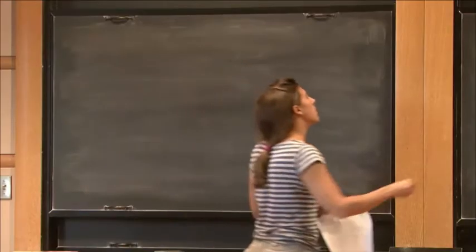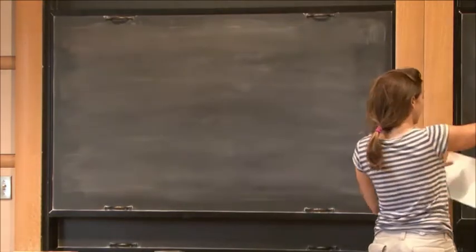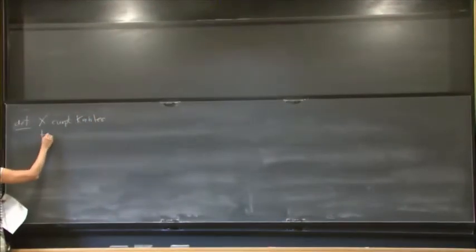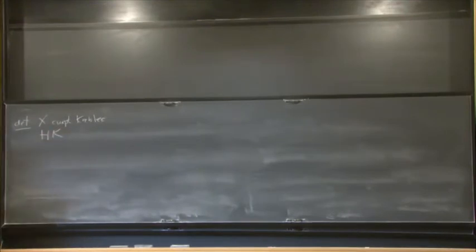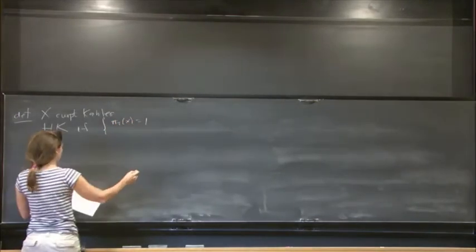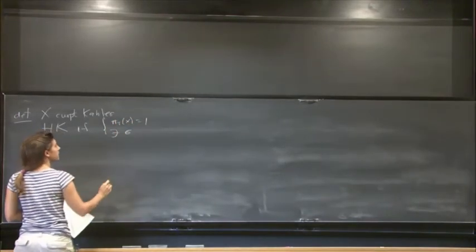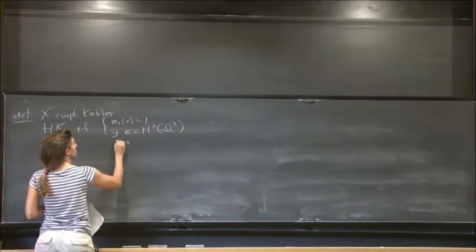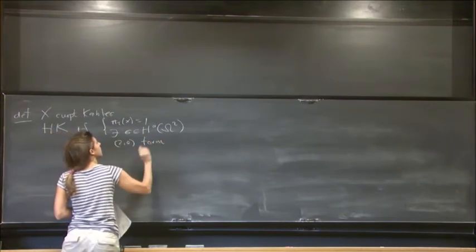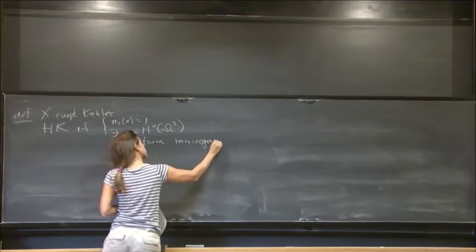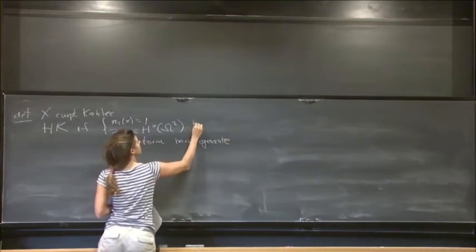So for the purpose of this talk, a compact Kähler manifold X will be called hyperkähler, I'll abbreviate HK for short, if it is simply connected and if there exists a holomorphic symplectic form. So that's a 2-0 form, closed, and non-degenerate. So holomorphic symplectic form.